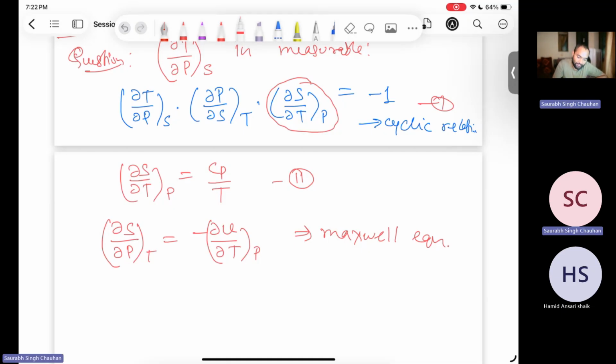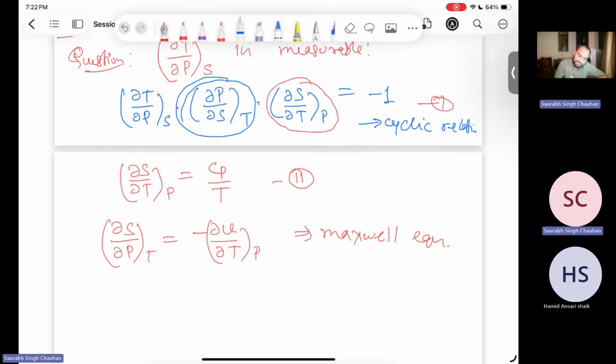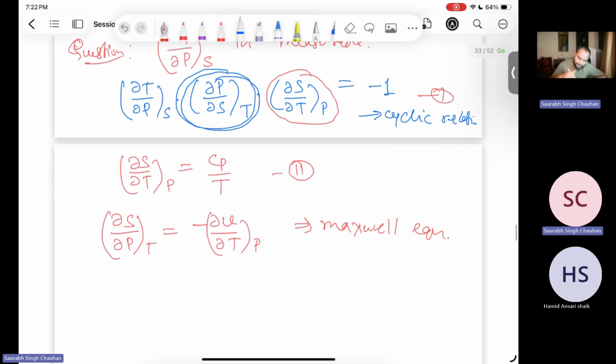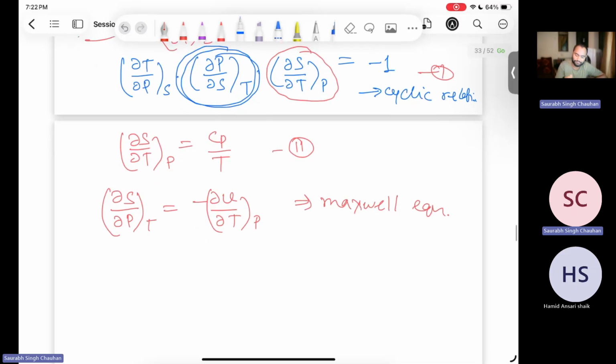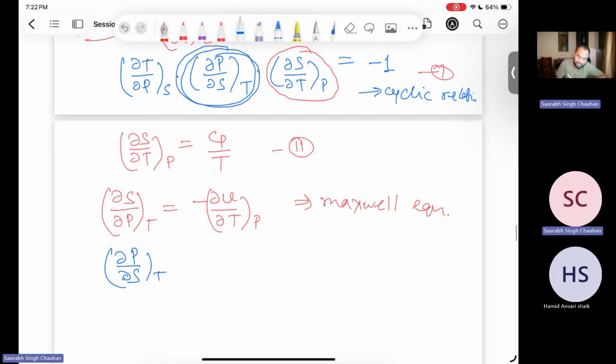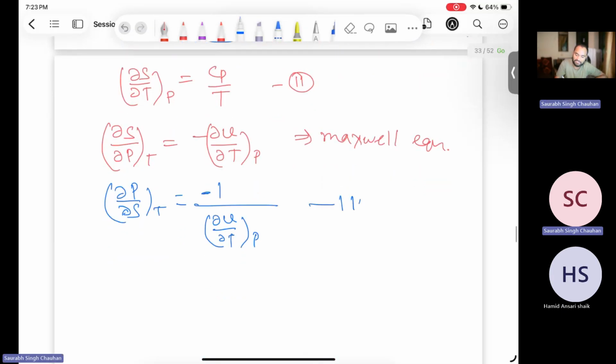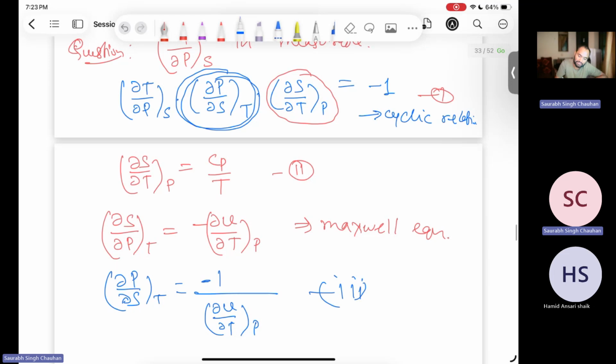So the second term of the first equation can be tackled using this Maxwell equation. Here we have del P by del S at constant T, and in the Maxwell equation we have del S by del P at constant temperature. It is just the reciprocal of that, right? We need del P by del S at constant temperature for the second term of the first equation, so we can write 1 divided by this whole thing, with a negative sign. Let us say it is the third equation. So we just need to substitute the second equation for the third term here.